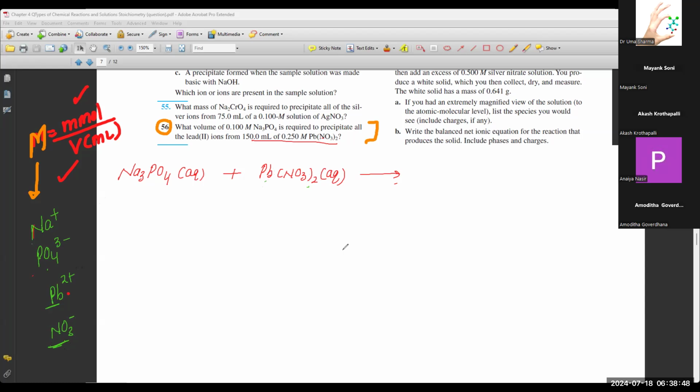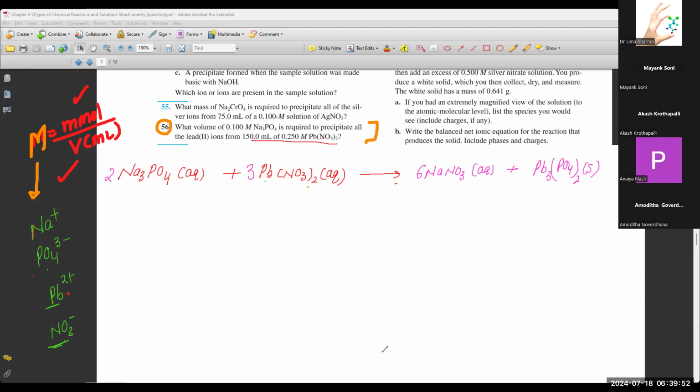Do the double displacement, children. Make the product and identify who is the weak electrolyte. Okay, Akash is saying you will get NaNO3, which is soluble, and you will get Pb3(PO4)2, and this is solid. Yes, Anaya. Phosphates, rule number 6. Phosphates, carbonates, sulfites, and chromates are least soluble except first group and ammonium. Rest all are insoluble. Rule number 6. Okay, so now this is the equation. Balance it very fast. Okay, Akash is saying put 2 here, 3 here, 6 here. Oh, I think he's right. Very good, Akash.